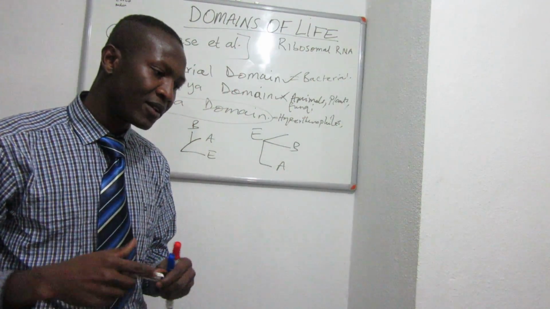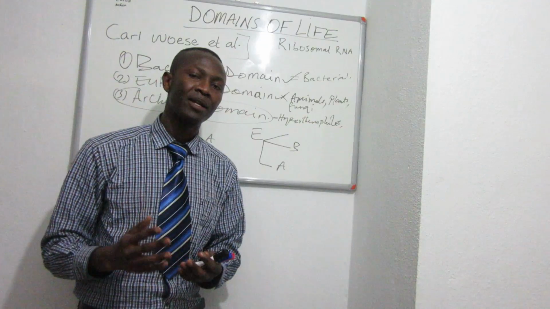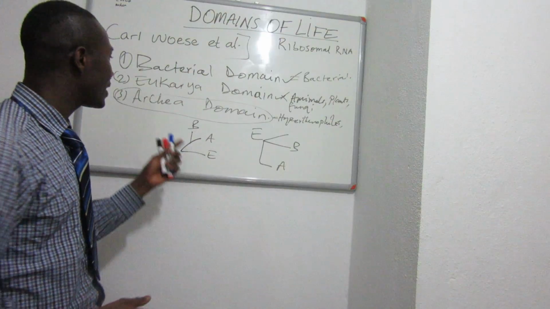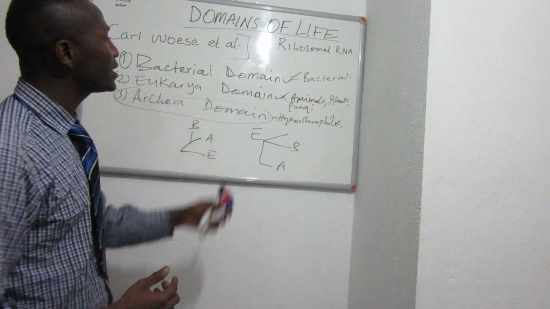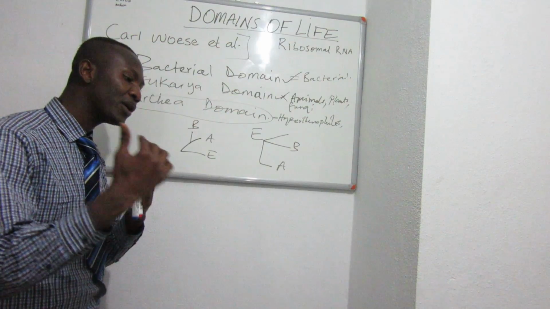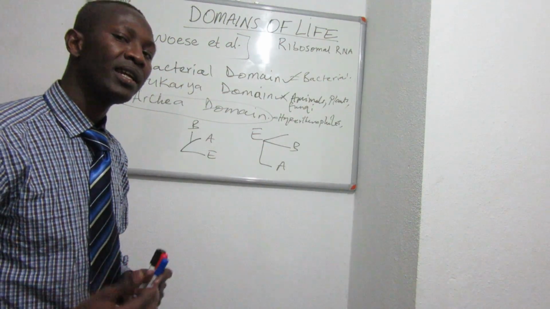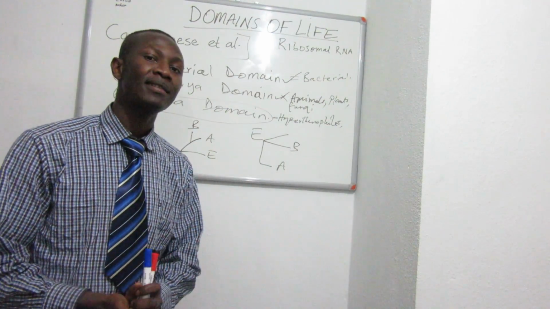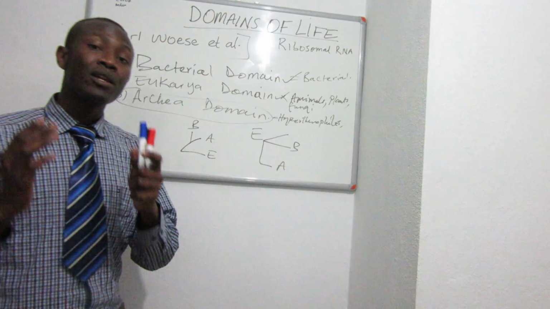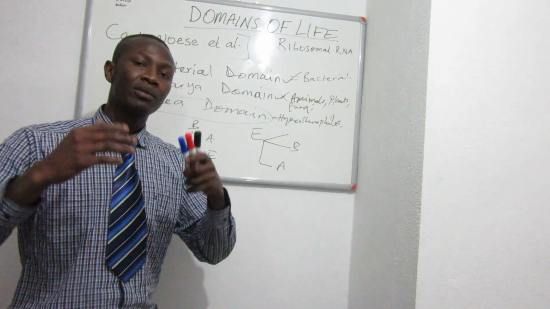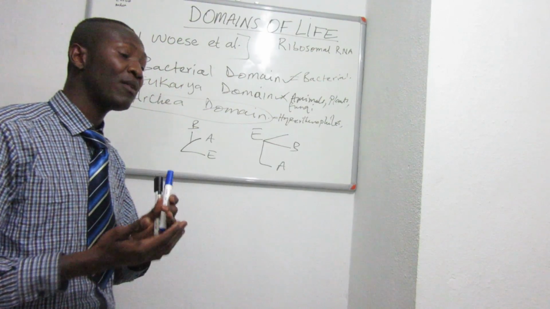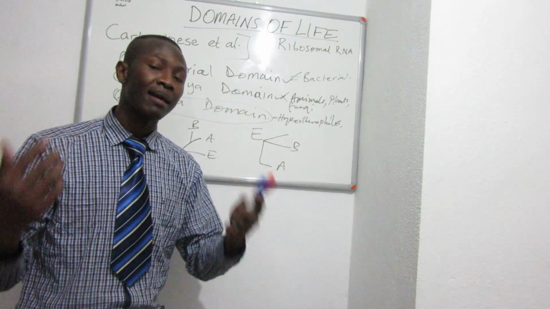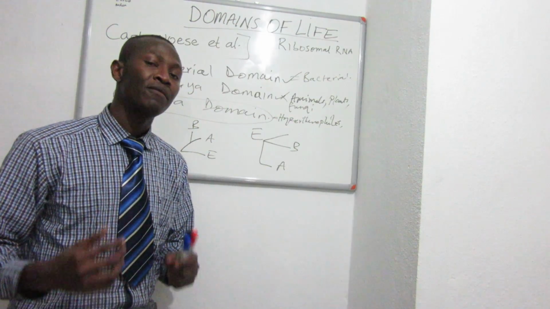So basically, all life forms are divided into three main domains in the system of classification: the bacterial domain, the eukarya domain, and the archaea domain. The bacterial domain is closer to the eukarya domain than it is to the archaea domain. And we have to understand that this was developed by Carl Woese using the ribosomal RNA, not by looking at the morphology, because morphology is misleading. Every living organism has ribosomal RNA. We all have ribosomes for protein synthesis.